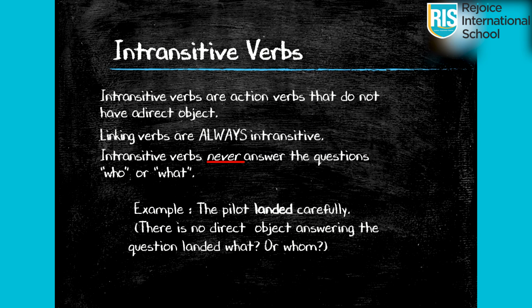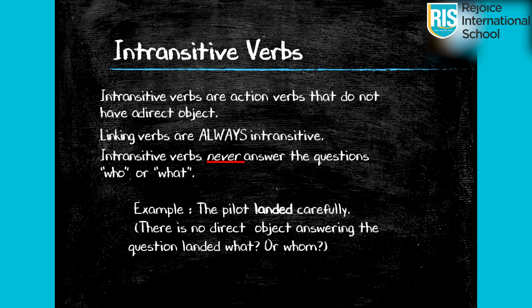Intransitive verb. An intransitive verb is totally the opposite of a transitive verb. In an intransitive verb, you do not have a direct object. It does not answer the question what. The action is just passed from the subject to an indirect object.